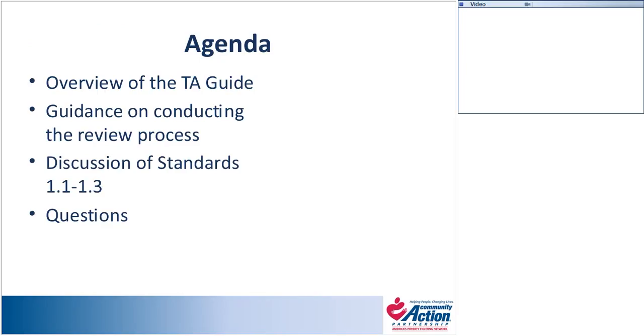So just to begin with a quick overview of the agenda, we'll talk a little bit about how the guide is organized, again, talk through at least some suggestions about how you might want to organize the actual review process to assess your agency against the standards. And then Natalie will talk about standards 1.1 through 1.3, and we'll wrap up with any questions we didn't get to during the presentation.